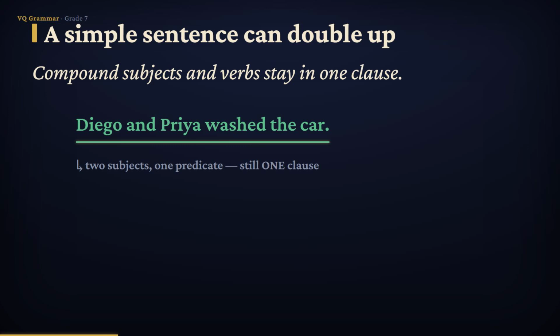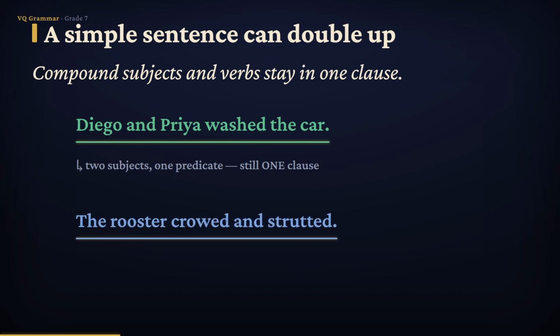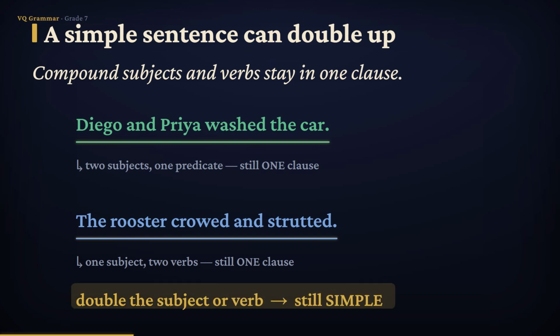It works the other way too. The rooster crowed and strutted. That's one subject, the rooster, with 2 verbs, crowed and strutted. That's a compound predicate, but again, it's still one clause. So doubling the subject or the verb does not make a compound sentence. As long as there's only one independent clause, it stays a simple sentence.